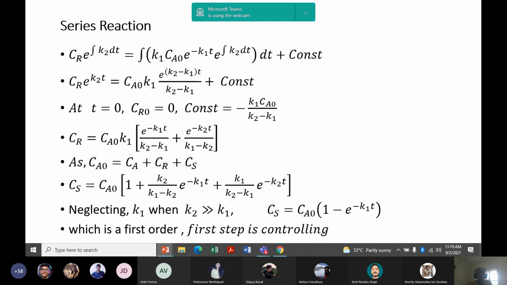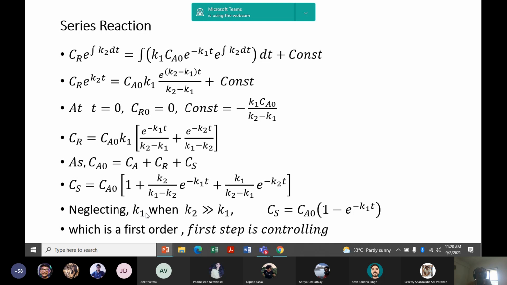Before finding the optimum value of Cr, we observe the rate constants. Either we can neglect the second term or we can neglect the first term, and that is only possible if K2 is very large compared to K1, say K2 is 100 and K1 is 0.1. In this case we can neglect K1. If K2 is very large, K1 can be neglected, but that step will be the controlling step. So if K1 is very small, that will be the controlling step.